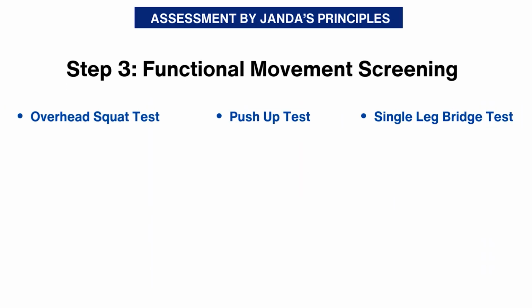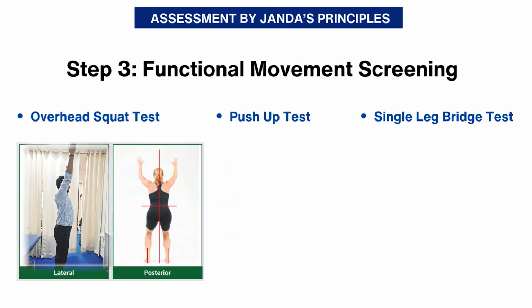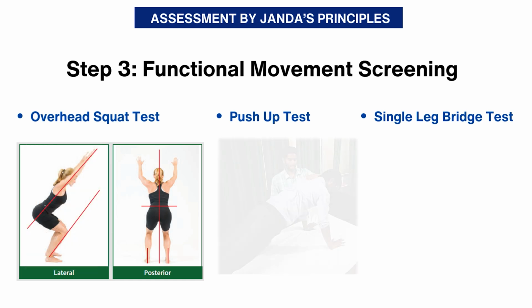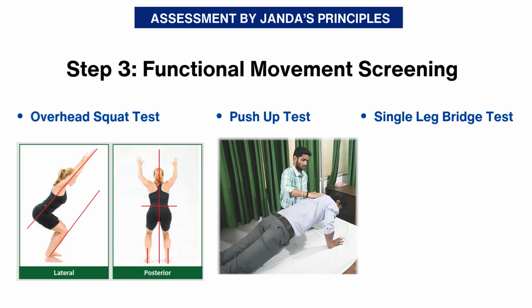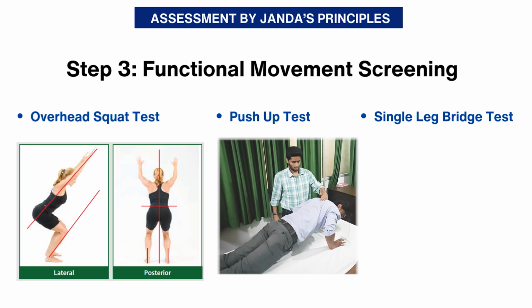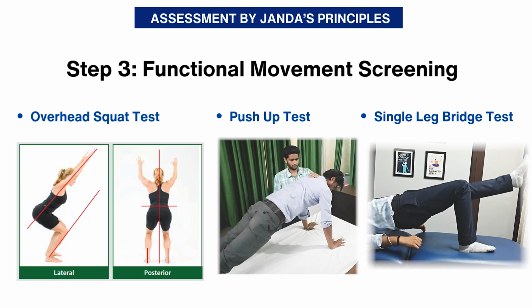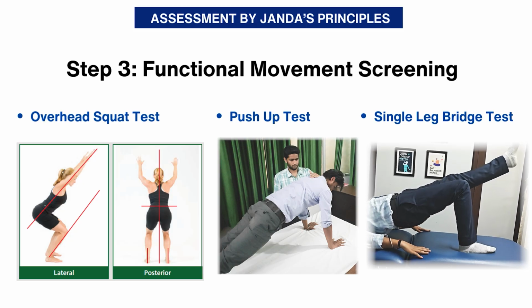Step 3 in assessment of layer syndrome is functional movement screening, in which we perform the overhead squat test first to observe compensatory movement patterns. Next is the push-up test that identifies scapular control deficits. The single leg bridge test assesses core and glute activation.